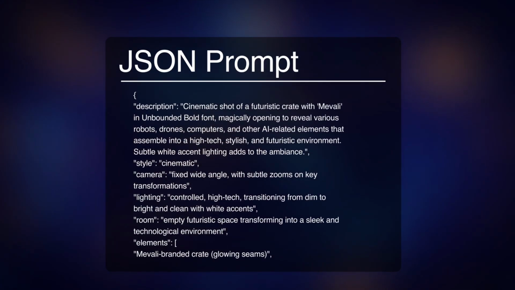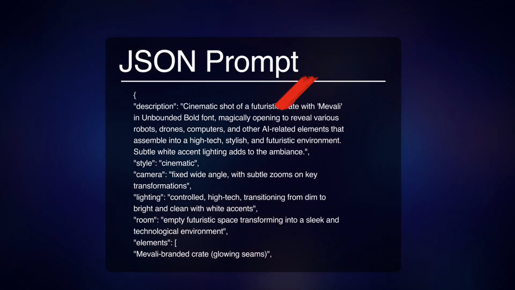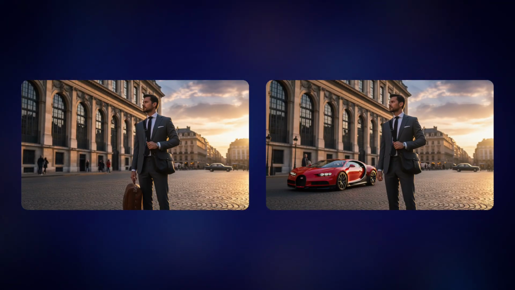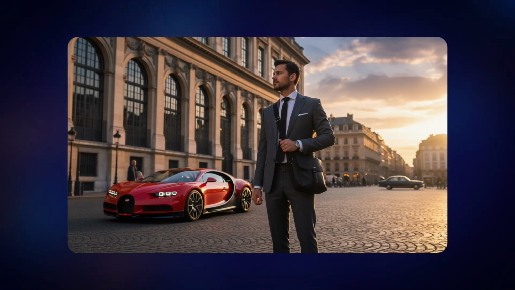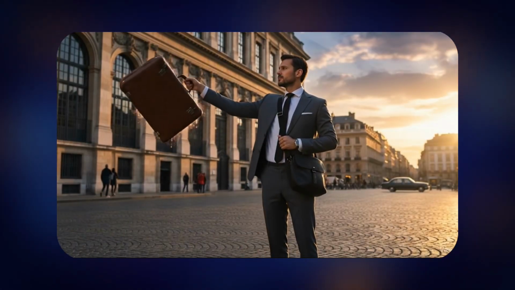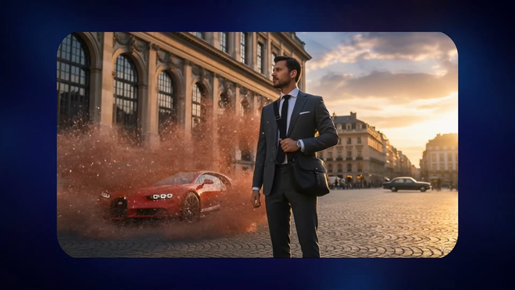Okay, but what about object transformation? Remember how we used to have to write complex JSON prompts to morph something? Not anymore. I have a start frame where I'm standing with a suitcase, and an end frame, same pose, same background, but the suitcase is gone, and there's a Bugatti next to me. I just write in the prompt on doitong.com, the suitcase smoothly transforms into a Bugatti. Veo has to figure out what to do. Look at this. It morphs into the car. This is the second major use case, controlled transformations, a huge plus for Veo.